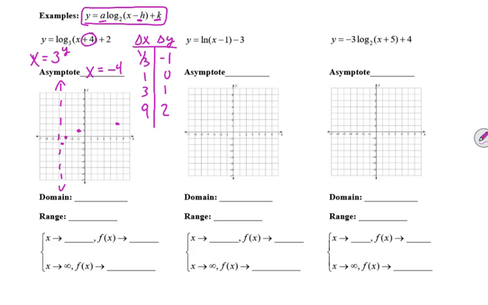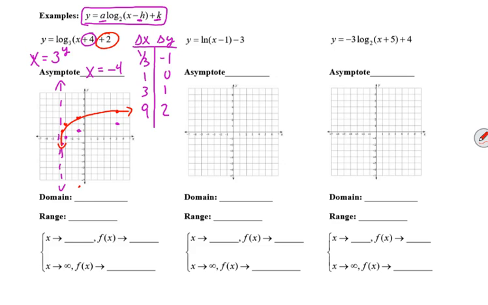up 2. And again, once we've plotted those points, we now have to take into account this shift up 2. So from that point, go up 2 from the first point. From the second point, move up 2. The third point, move up 2. The fourth point, move up 2. So we get that little shift up. Okay, that's the graph of the example.